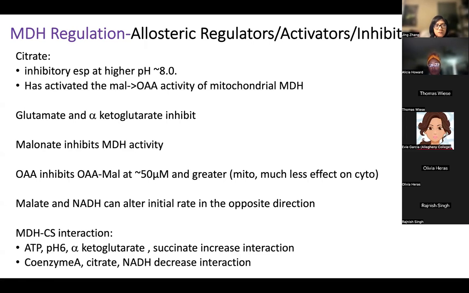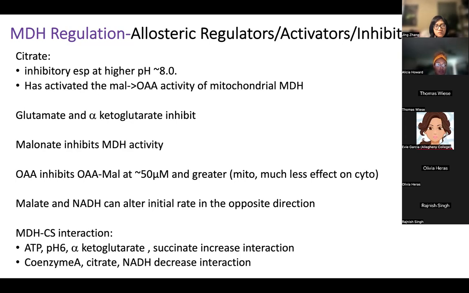Well, citrate, if you look at the human literature, it's kind of controversial. It depends on the pH. It's inhibitory, especially as you get higher pHs, all the way at pH 8. Well, we just showed you that we're not often at pH 8, we're usually a little bit lower, so citrate might not be as inhibitory. It has been shown in different conditions to activate MDH going from malate to oxaloacetate with a high enough citrate. So you get both inhibition and activation depending upon the source.